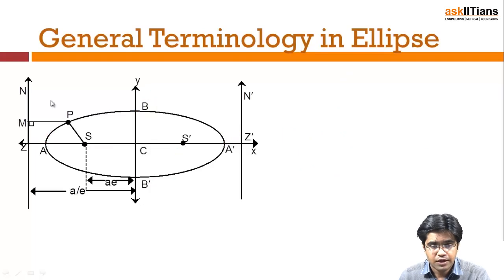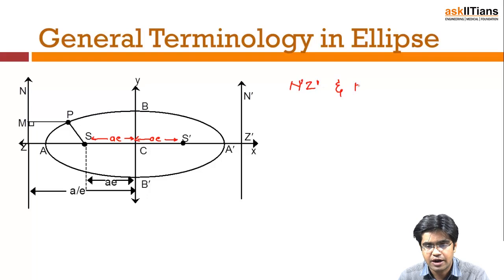Let's move. That means the distance of C from S dash is a both ways. It's just the direction that differs. Now, these two lines are called directrices. So, N dash Z dash and NZ, these both are directrices.